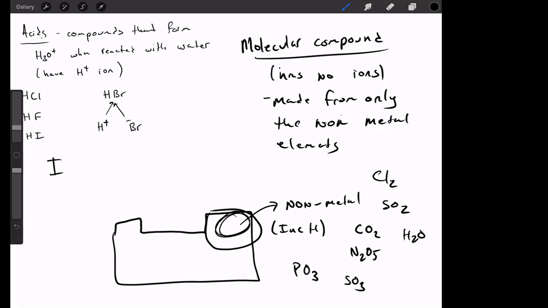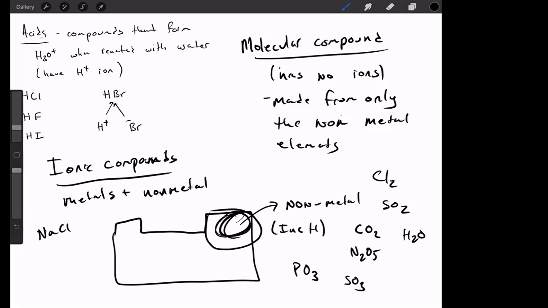Okay, then ionic compounds. They're made from metals plus a nonmetal. If you think about something like sodium chloride, chlorine comes from over here in the nonmetals, but sodium is one of those alkali metals. And so you can identify ionic compounds by the fact that they're made from a metal and a nonmetal. Another way is that they could have polyatomic ions.